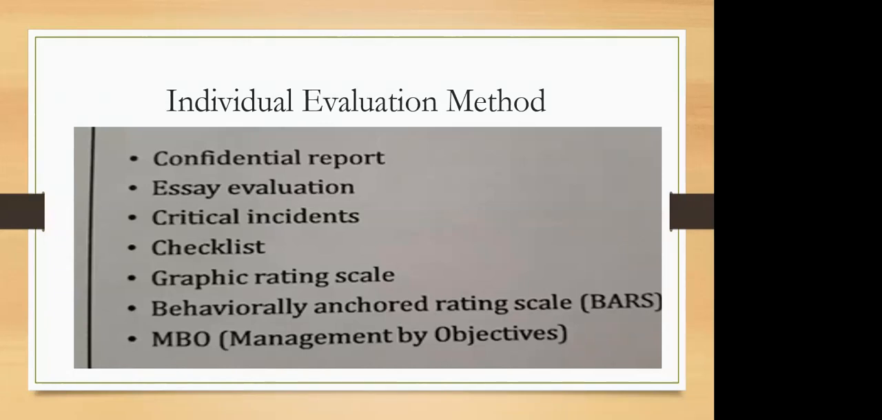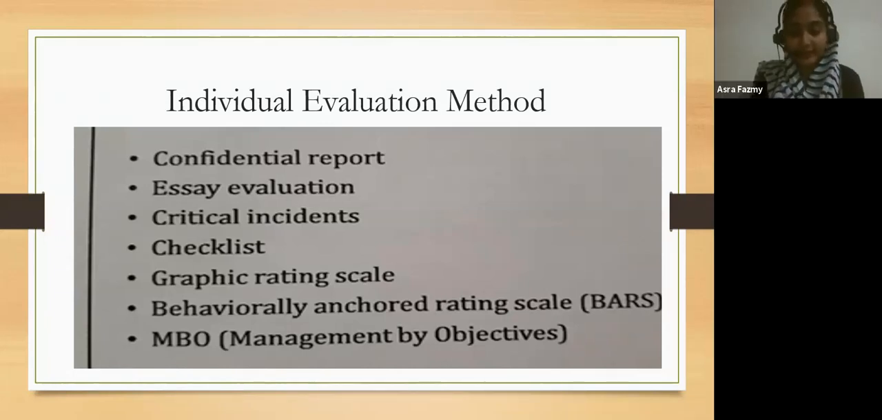Right. So under this individual evaluation method, there are a lot of different methods that you can follow in an organization. There's the confidential report, essay evaluation, critical incidents, checklist, graphic rating scales, behavior bars, and MBO. We'll look into a few of these today. Confidential report means it's like a report. You all have something called an assignment, and this is similar to it. It's a report about an employee. For example, let me assume that I'm doing an appraisal for Prashantan. That report will consist of all the information regarding Prashantan. That is called a report.